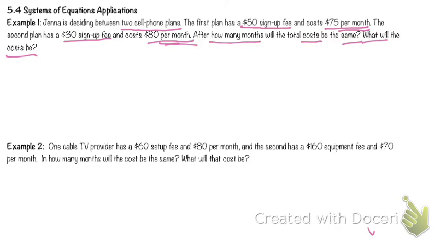The first plan has a $50 sign-up fee and costs $75 per month. Does anyone know how we could write that out? $50 sign-up fee and $75 per month. I did 2x plus 50y equals 75. Not quite, but I love that you're trying for it. Anyone else have any ideas?